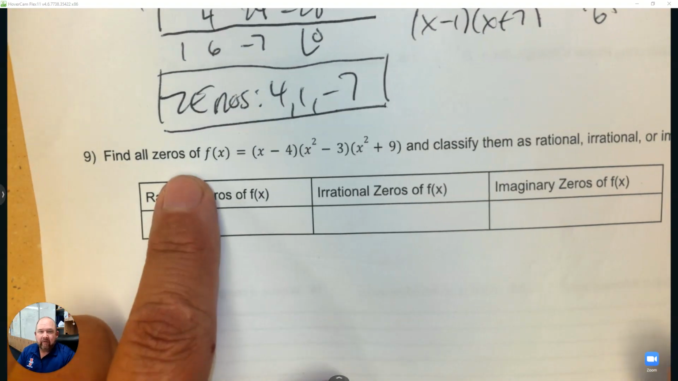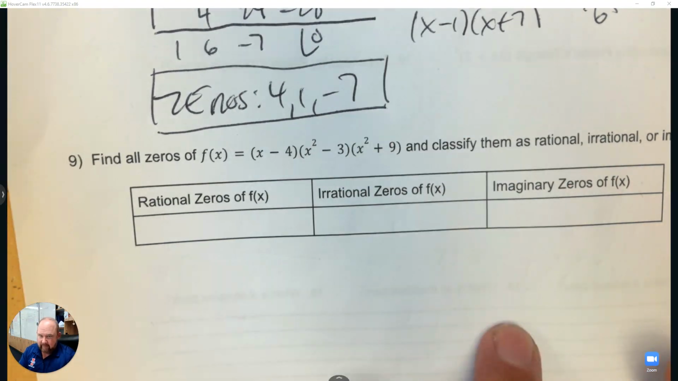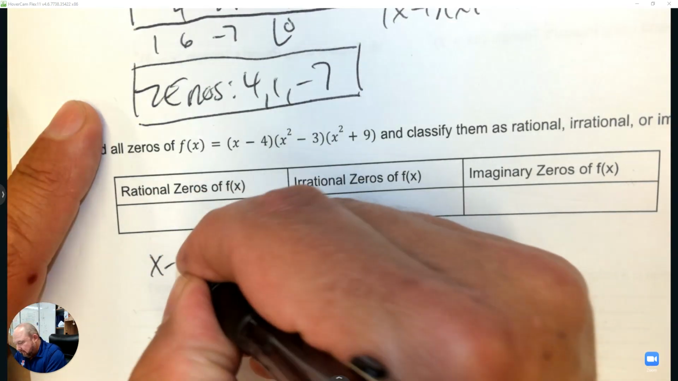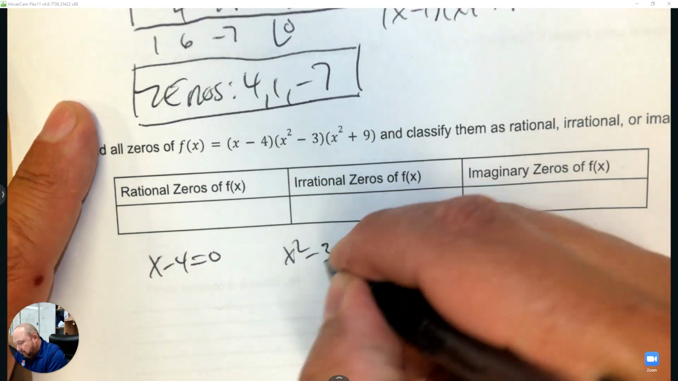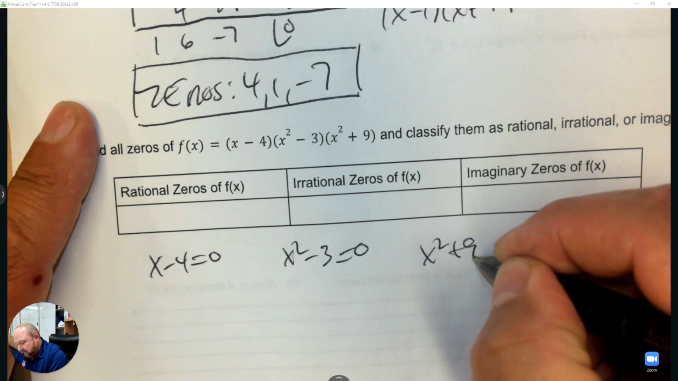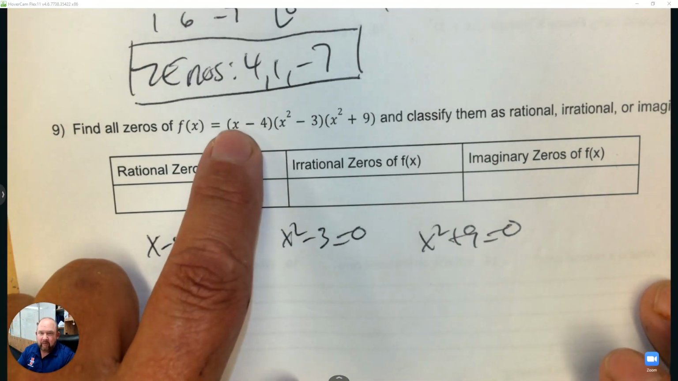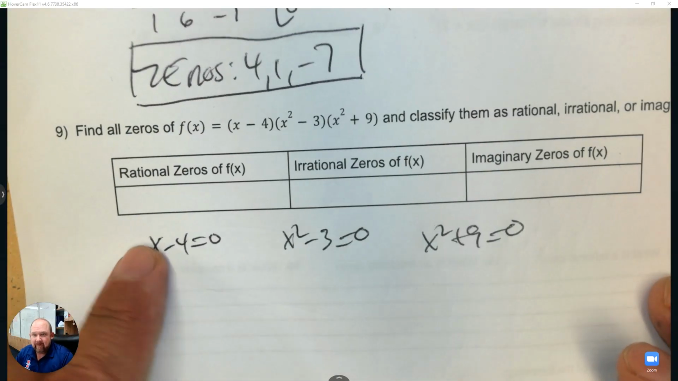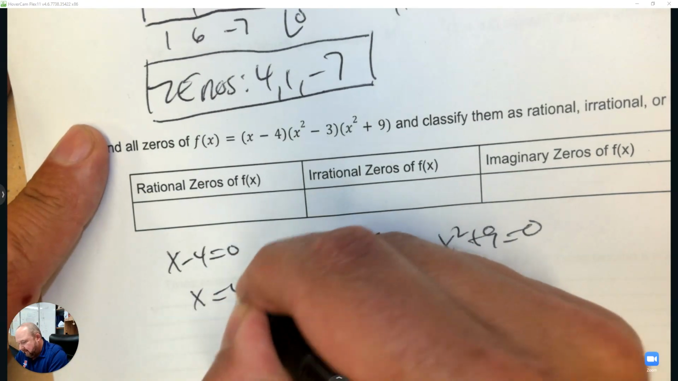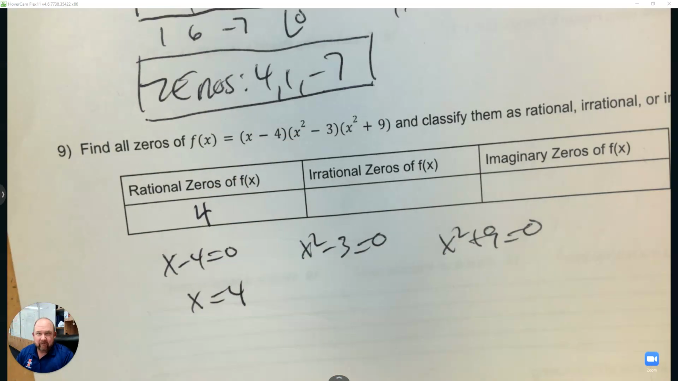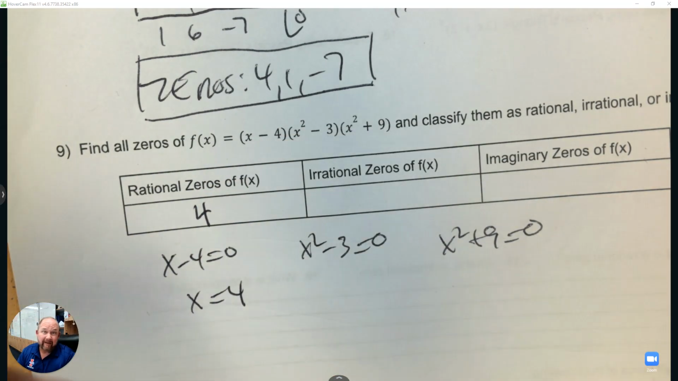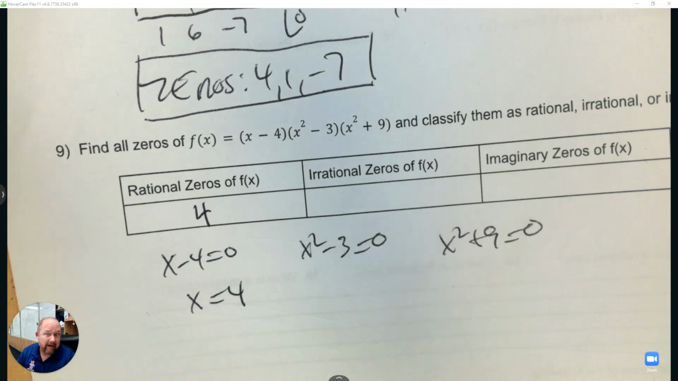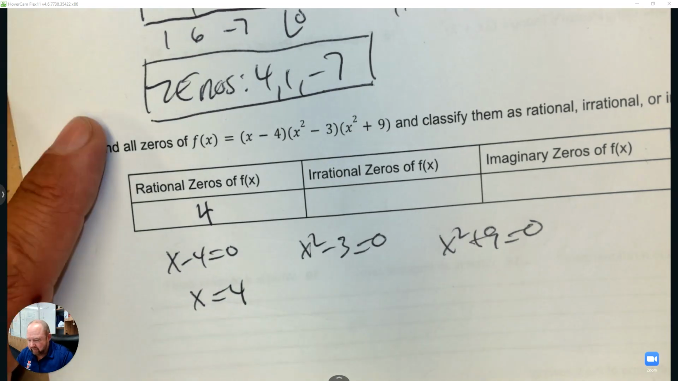All right, can you find all the zeros here and then classify them? So when it's in factored form, we're going to take each factor, make it equal to 0, and solve it. So each one I'm going to make equal to 0. I'm just going to solve them separately. So x minus 4, add 4, and you get the answer 4. 4 is a rational 0. You know the exact value of 4. If you type it in a calculator, if you go to a number line, if you graph, you know exactly where 4 is. That makes it rational.